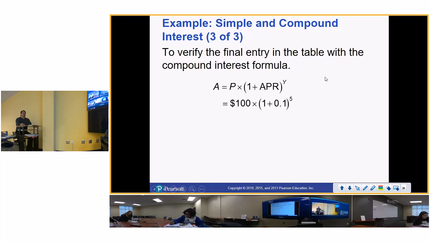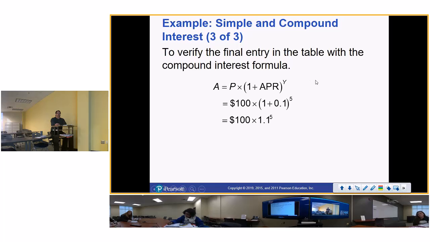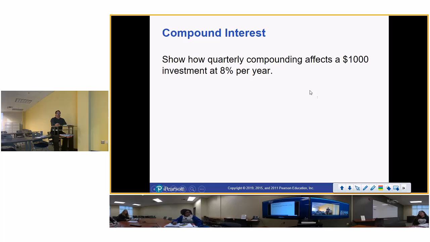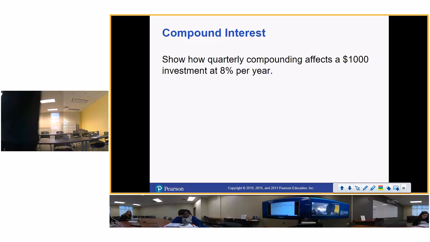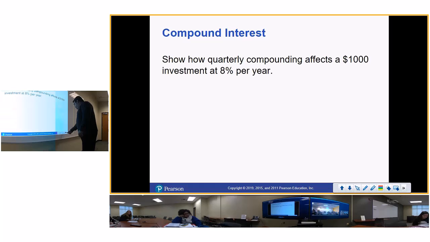Okay, so we're gonna ignore. Well, I'm not gonna ignore this because I want to get to the. Just bear with me. Okay, show how quarterly compounding affects $1,000 investments per year. Okay, do this one. And quarterly, what does quarterly mean? That means that the computer at the bank is going to compound every 3 months. So how many times is quarterly? 4 times. And you got to know these words. And let's write them down.